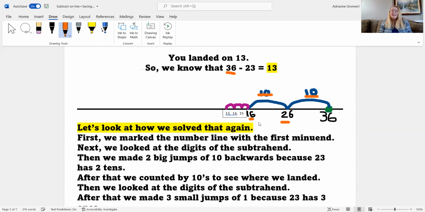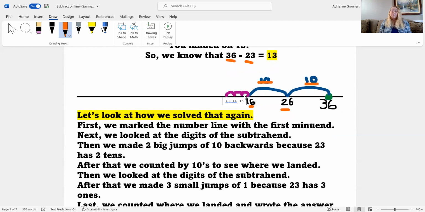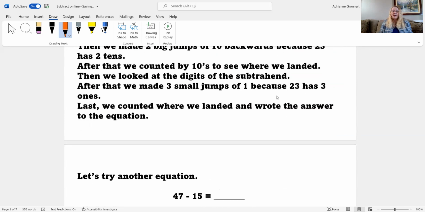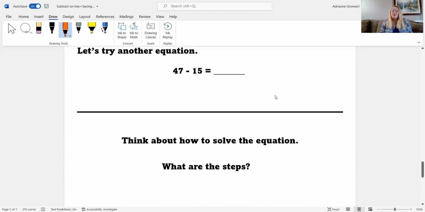26, 16. Then we looked at the two digits of the subtrahend again, and we made three small jumps of 1 backward because 23 has 3 ones. Last, we counted to see where we landed and wrote the answer to the equation. Okay, let's try another equation.